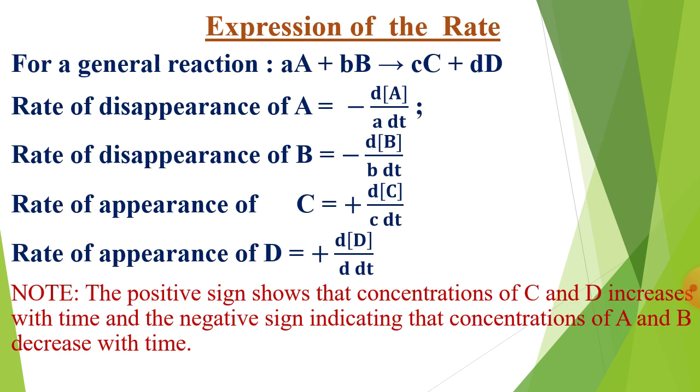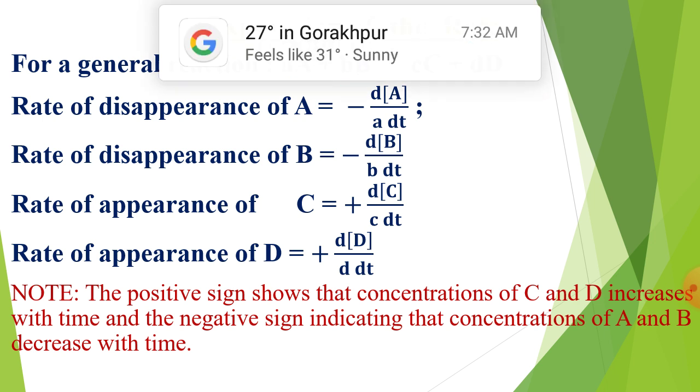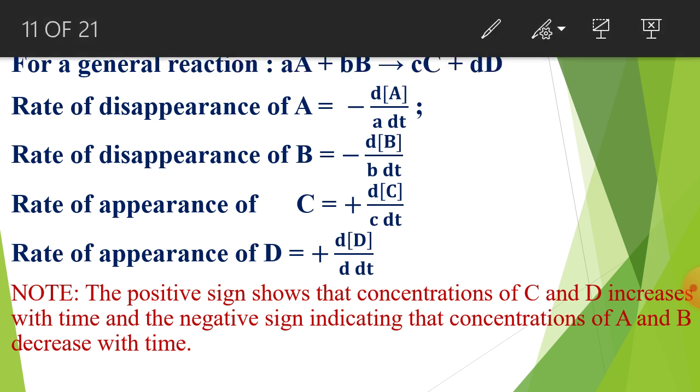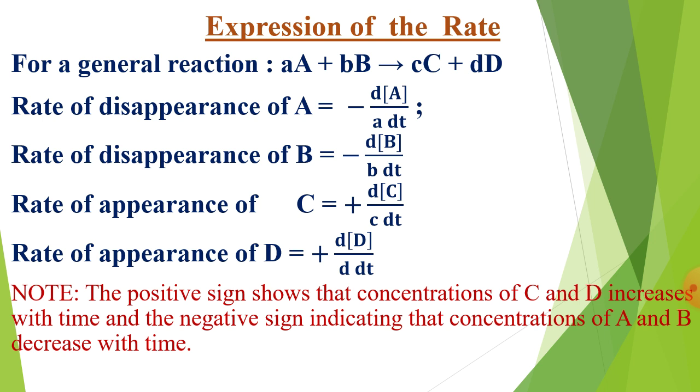Next heading which you have to know: expression of the rate. How do you express the rate of reaction? For this I have taken a general reaction, aA plus bB gives cC plus dD. Here small a, b, c, d are the stoichiometric coefficients.